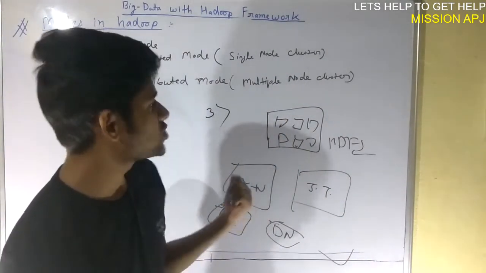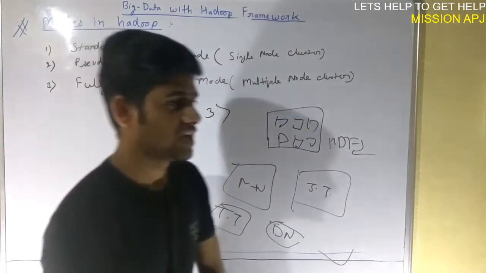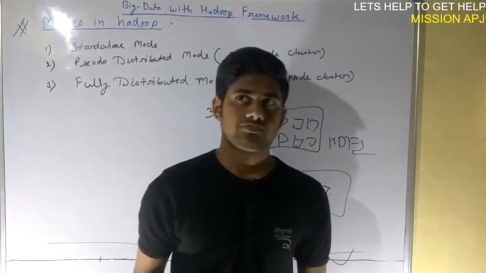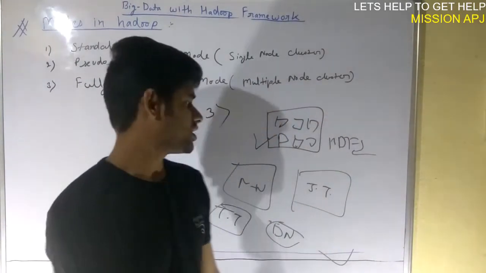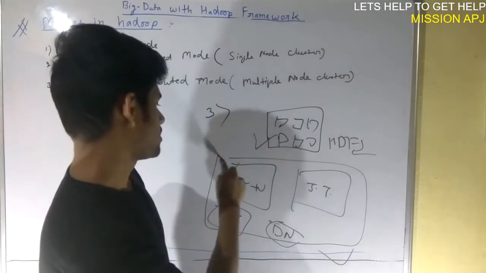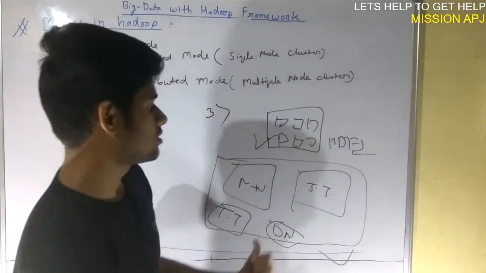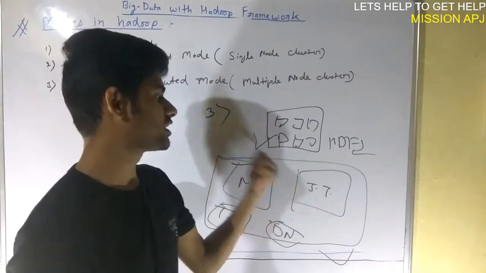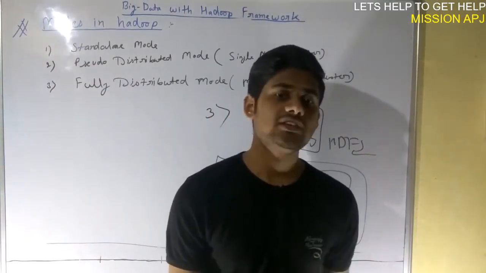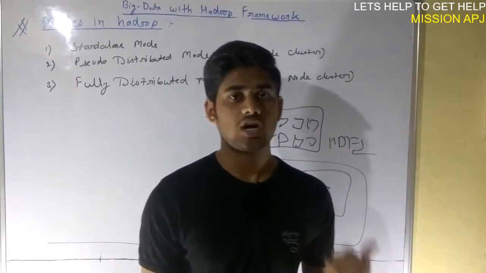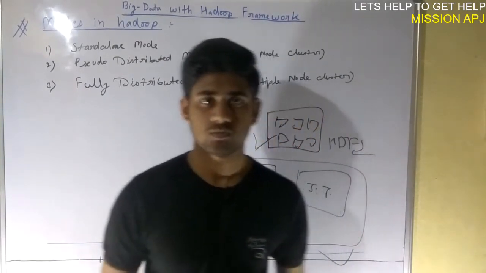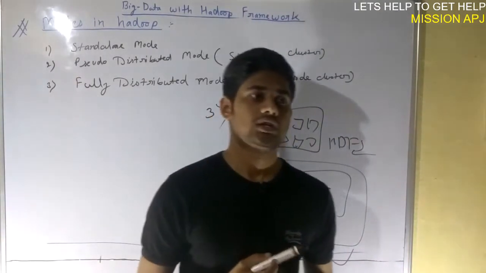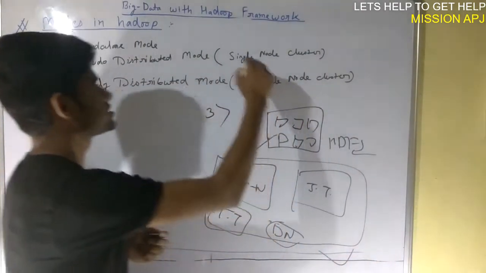So that's why it is known as the fully distributed mode, in which you are keeping your data in your data center, and there you have some nodes which can be used as a component to work upon this data, and from that you can get the output. That's why it is the fully distributed mode of Hadoop.